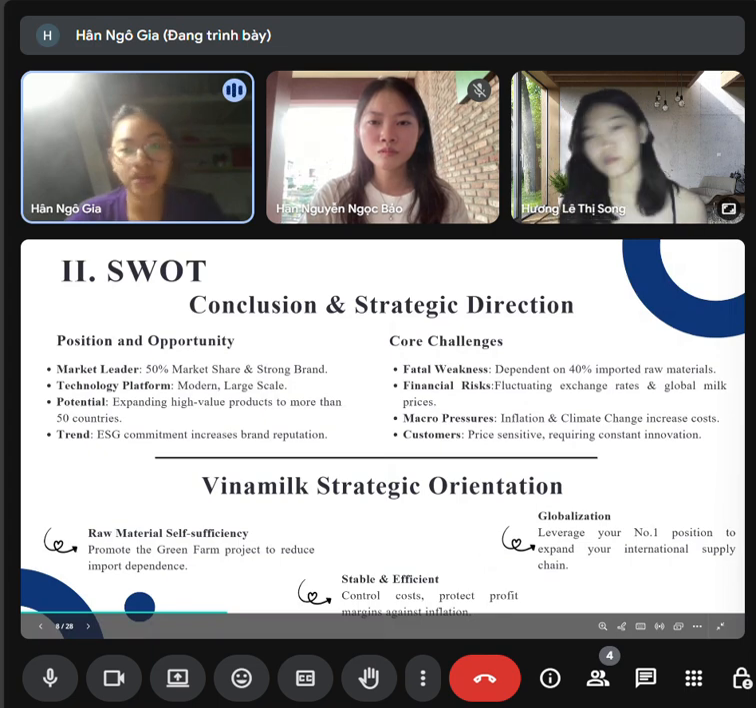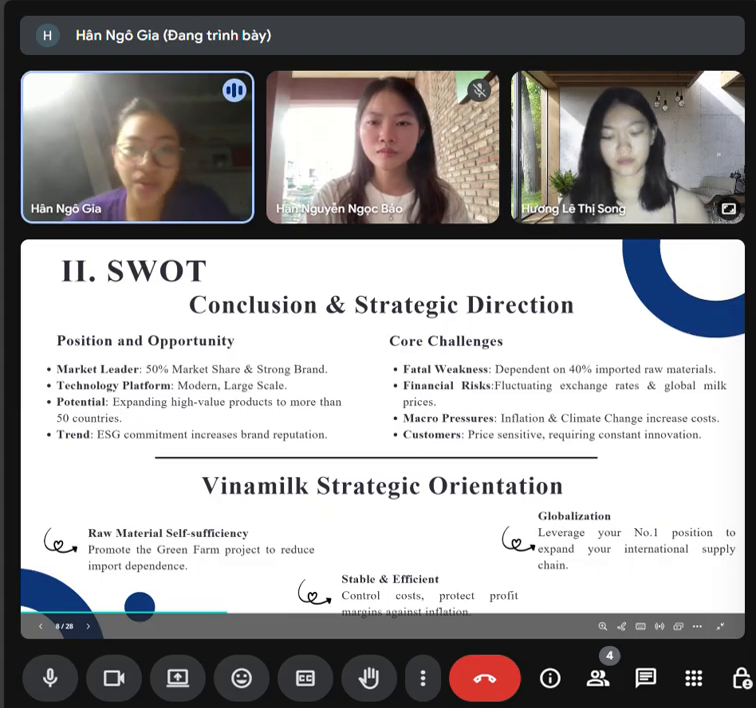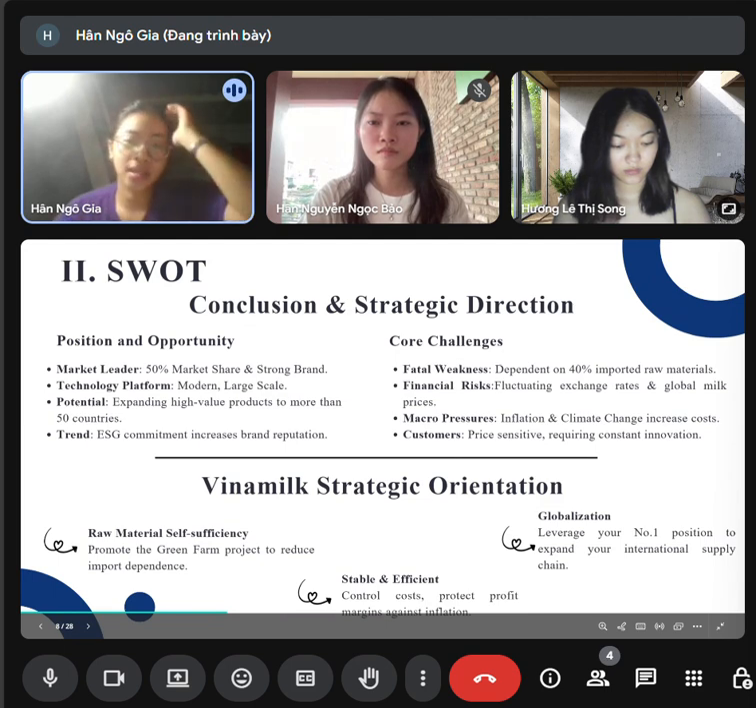Focus on raw material and cost pressures. To address this challenge and capitalize on opportunities, Vinamilk is focused on three main strategic pillars. Raw material self-sufficiency: we promote the green farm project to achieve supply autonomy, not only reducing currency risk but also stabilizing input quality. Stable and efficient: we will rigorously control costs across the entire value chain to protect our profits against increasing inflation and rising prices.